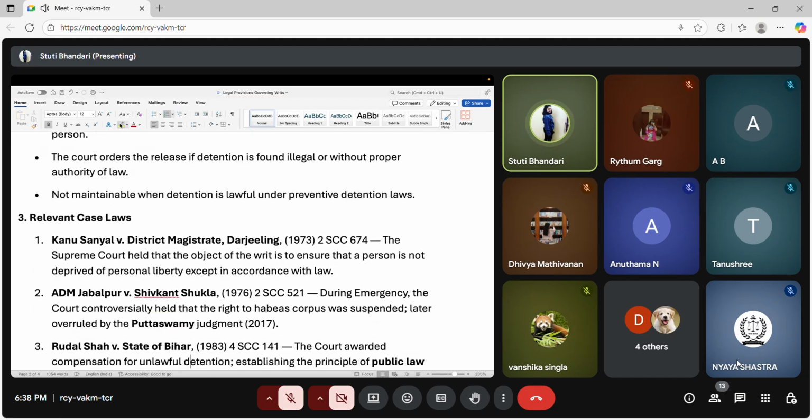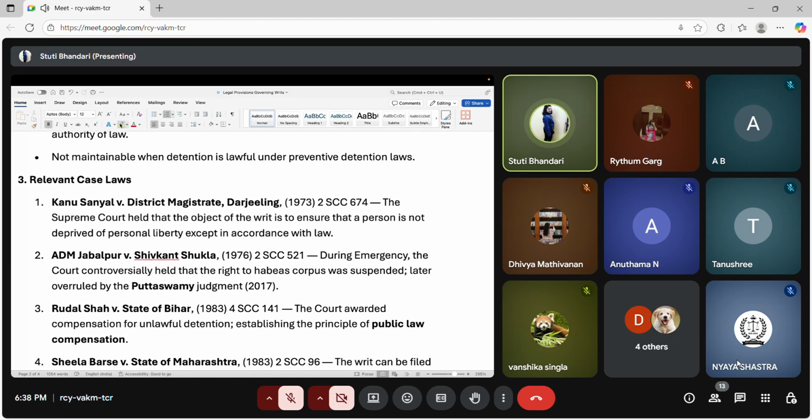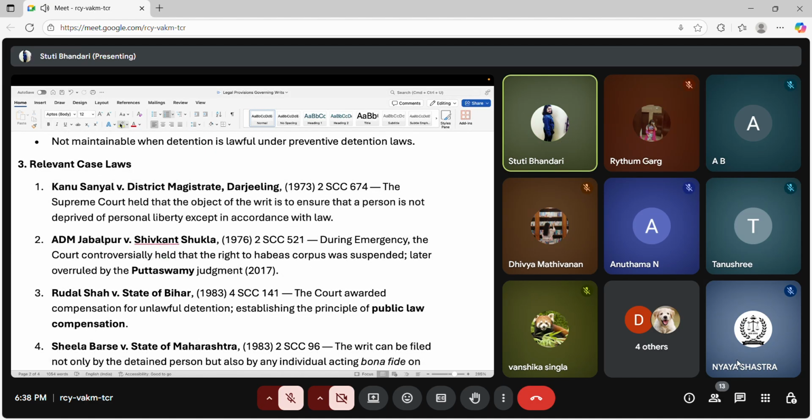Now coming to cases, you have a lot of cases, especially Rudal Shah versus State of Bihar, which was again a writ petition. Time and again, the court has released people who were unlawfully detained, and when they were found to have been detained for a large amount of time, like for many years, like in Rudal Shah, the court has even awarded them monetary compensation for their illegal detention.